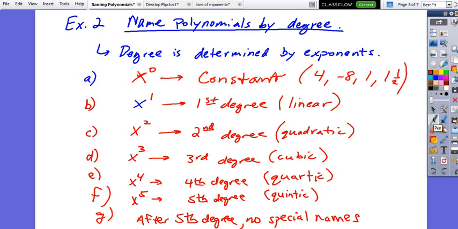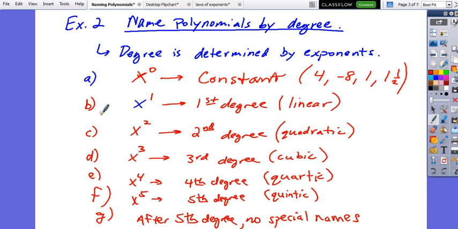Notice that these two colors are different. There's a reason I made them different. It's because I don't have to put this 1 here. That 1 is understood to be there. So understand, if you just see a variable, it has a 1 for the exponent. It is first degree or linear.